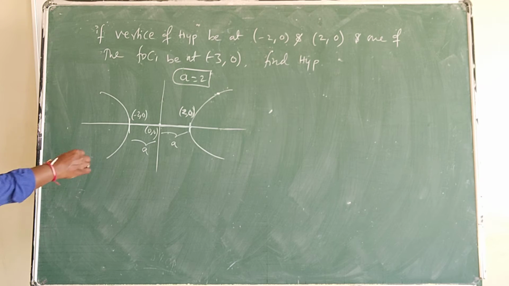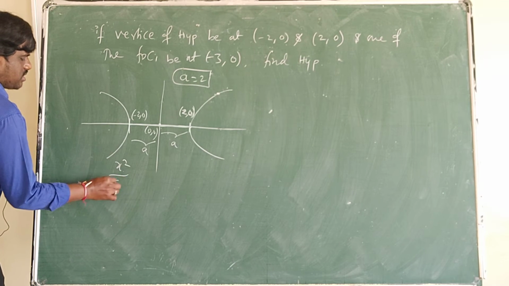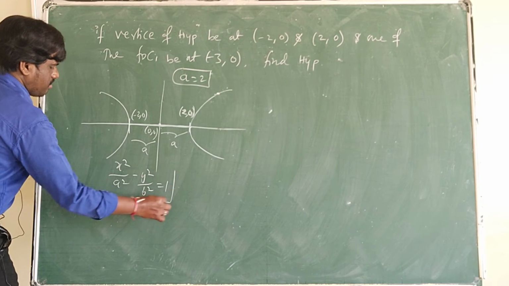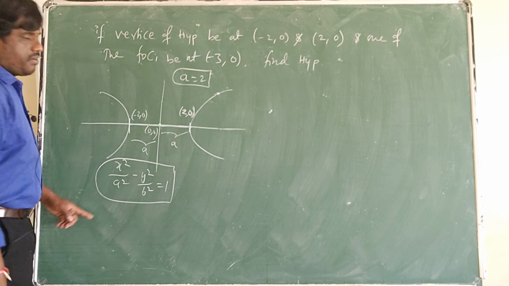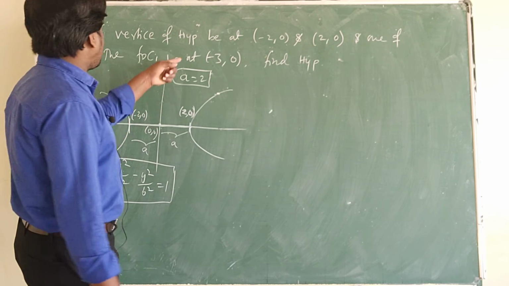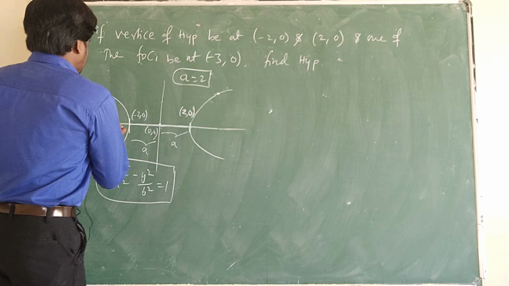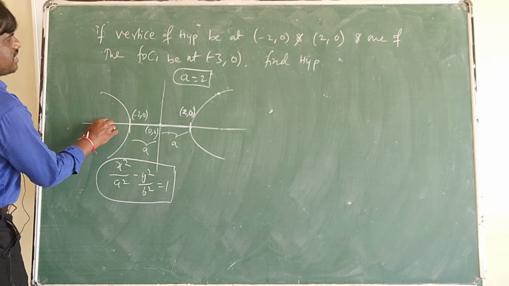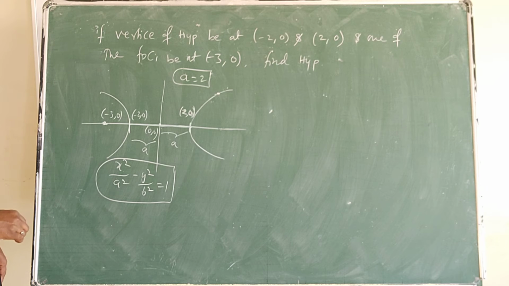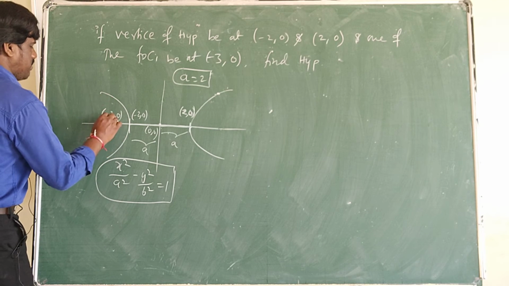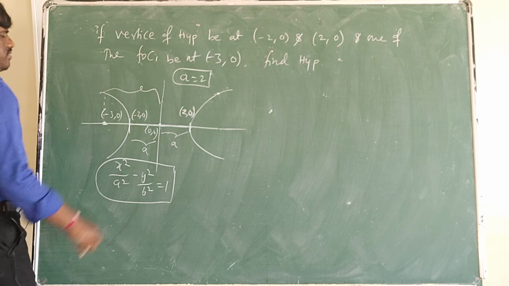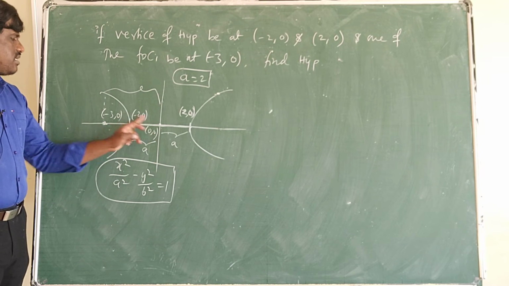What is the hyperbola here? X square by a square minus y square by b square is equal to 1. It means what do you have to find here? B, you have to find. Now tell me, one of the foci is given. The focus is given as minus 3 comma 0. Can you tell me what is the distance from this point? Listen here, what is the distance from this point to this point? What is the distance from here to here?